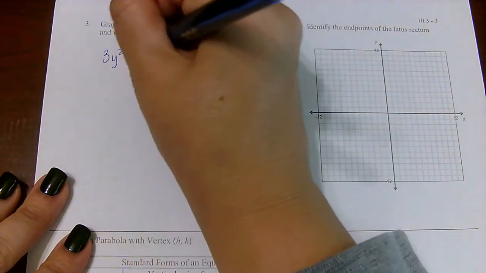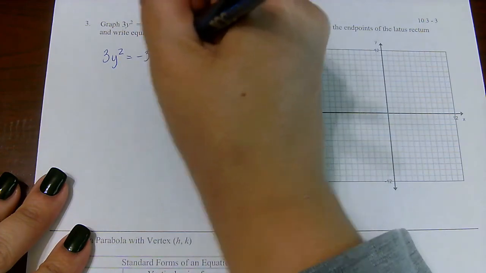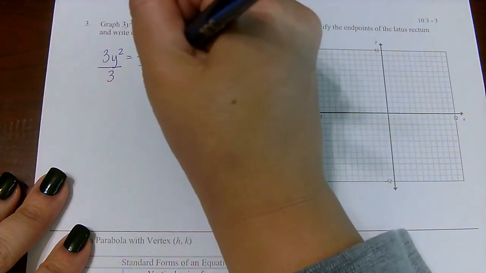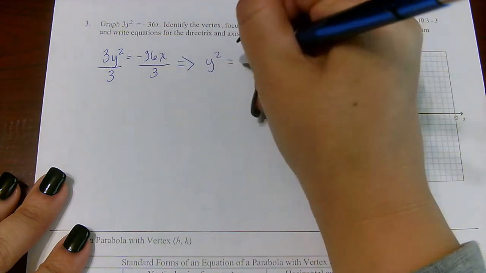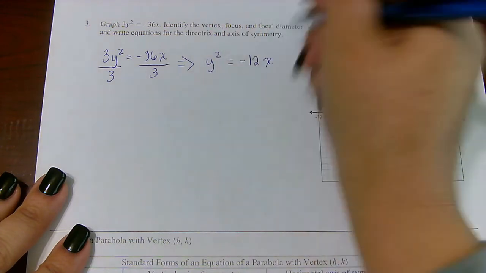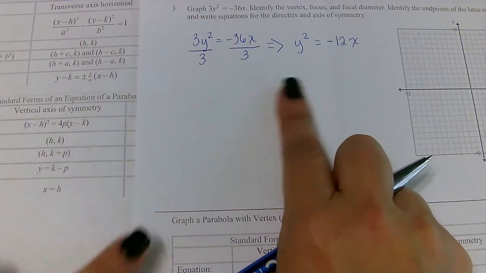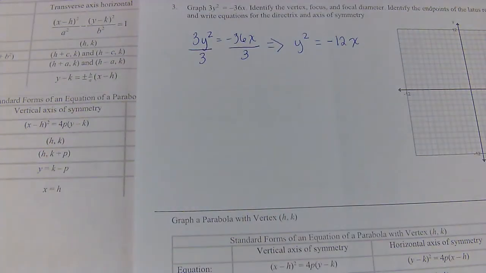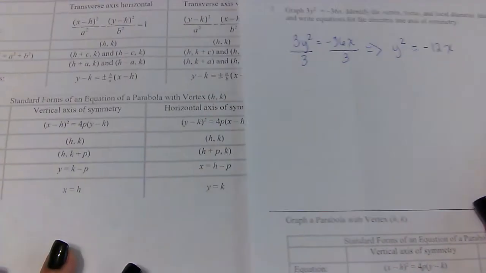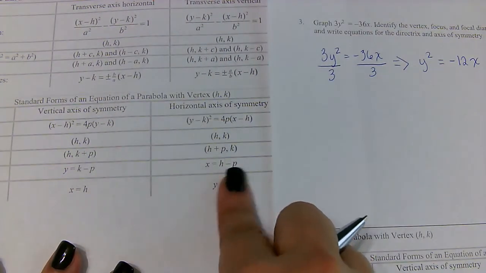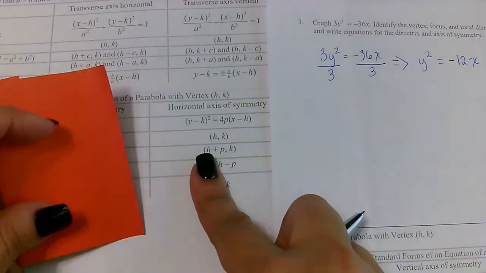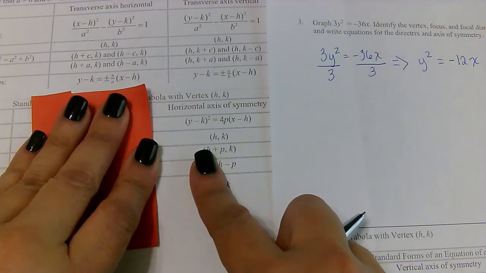3y squared is equal to negative 36x, and divide everything by 3. So we get y squared is equal to negative 12x. Now that I have my equation, I'm going to go ahead and choose the set of equations that it resembles. Since this is a y squared, I will be using these sets of equations right here. Let's go ahead and cover up the other sets.